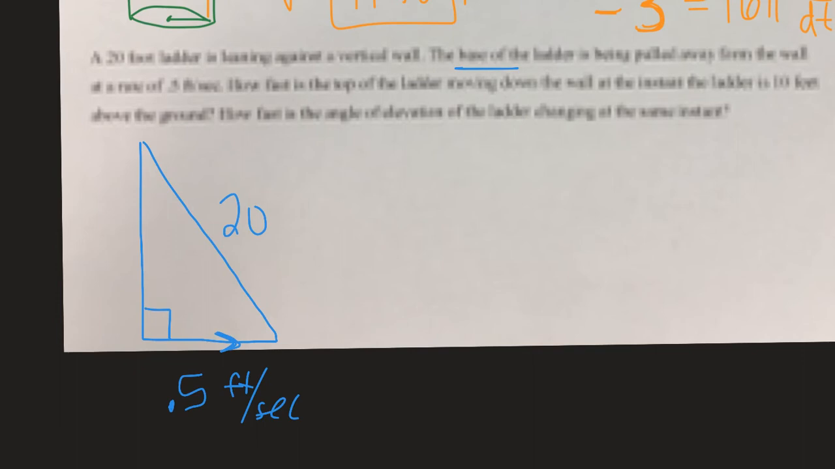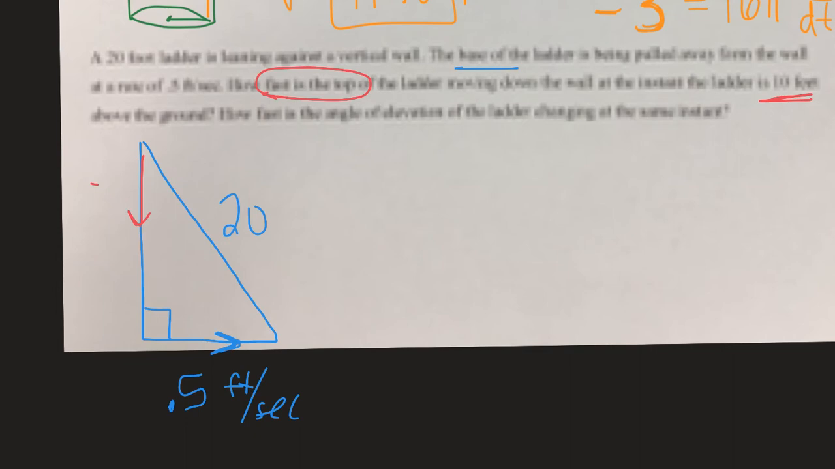It's moving away from the wall, which means the top of the ladder is going in what direction? Down. It's moving in a negative direction. It's important to know that moving down in a calculus problem is a negative direction. So how fast is the top of the ladder moving down the wall the instant the ladder is 10 feet above the ground? This is a Pythagorean theorem problem because it's a right triangle.